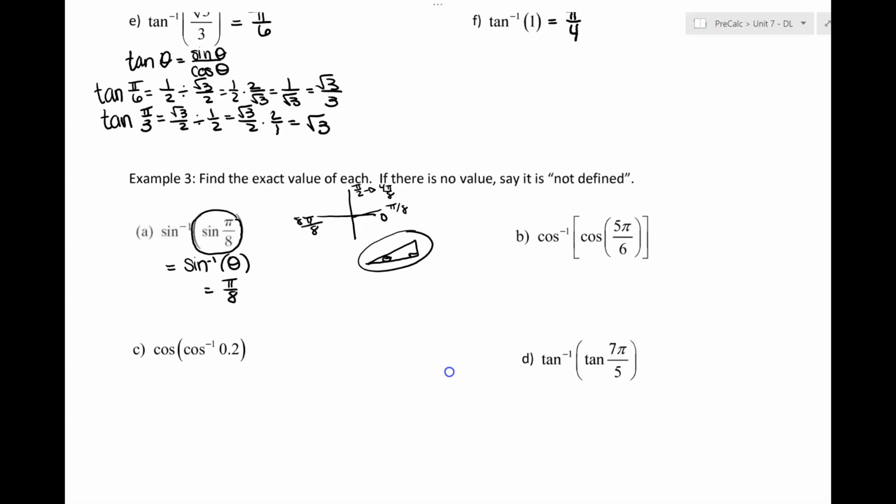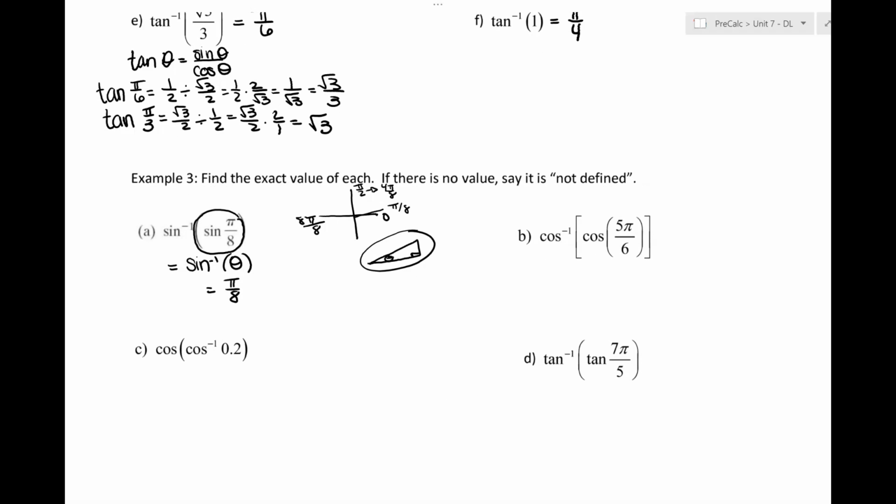Okay, if we look at b, well, inside first, we can absolutely figure out what the cosine of 5 pi over 6 is. It's in the second quadrant. We know this to be true. Cosine is negative in the second quadrant. So then we would have cosine inverse of negative rad 3 over 2, which we then again can figure out would be 5 pi over 6. They end up canceling each other out, and we're working back into circles.